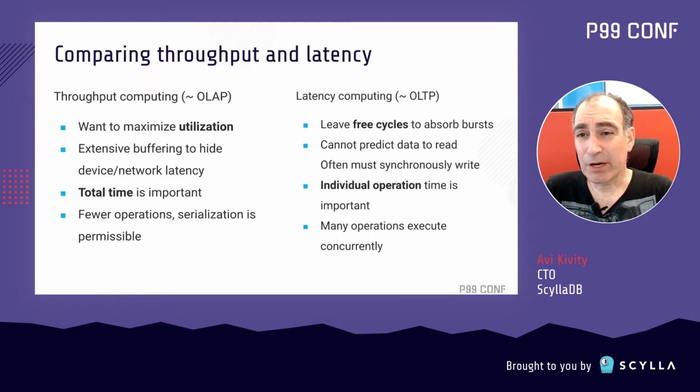So let's start by comparing throughput-oriented jobs and latency-oriented jobs. Throughput computing is often called online analytics processing. The goal here is to reduce the total time of a large operation, and for that, we want to increase utilization. We want to make sure that every cycle that the machine has to offer is spent during our computation. Usually, we do extensive buffering to hide device latency or network latency, read ahead and write behind. And this allows us to increase utilization.